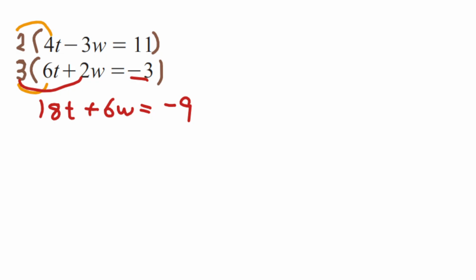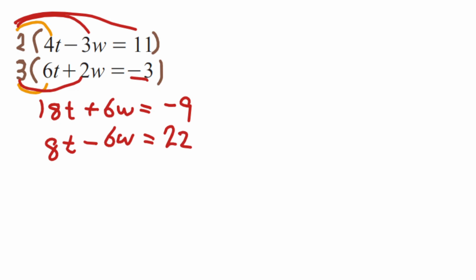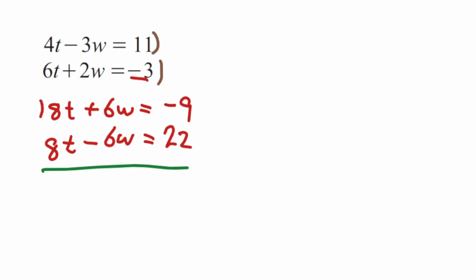2 times 4 is 8, so it's 8t. 2 times 3 is 6, so it's minus 6w. And don't forget the 11. 2 times 11 is 22. Now the question is, what if you multiply the first one first and you write it here and then you write it, it's okay, it's correct. I just wanted to start with this one, but it's alright. You can write this one up and then the other one down.